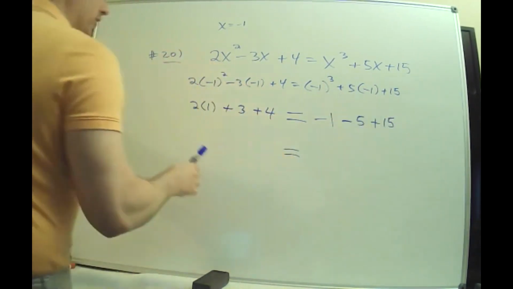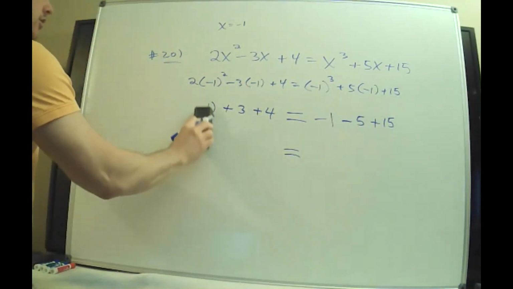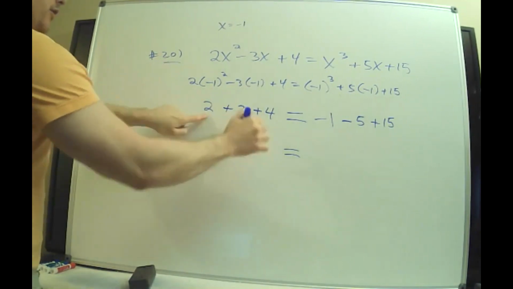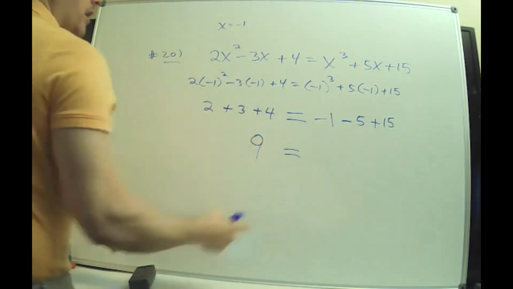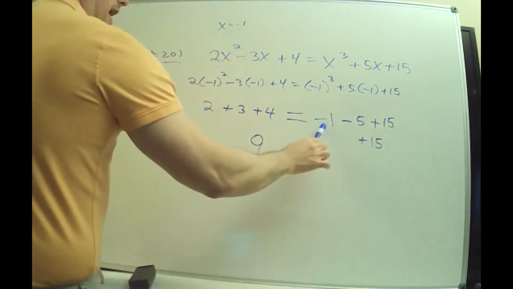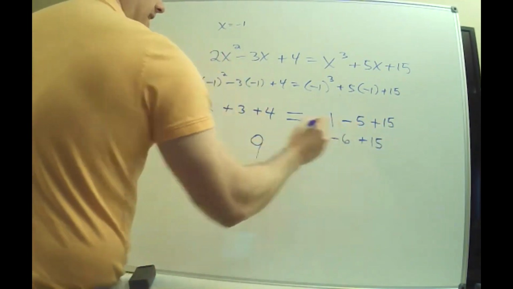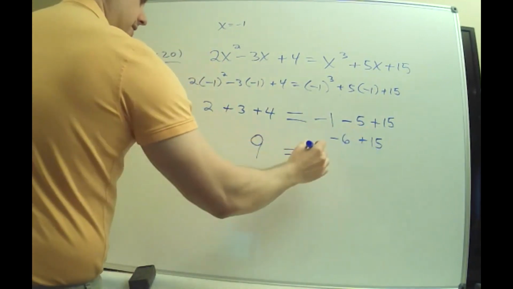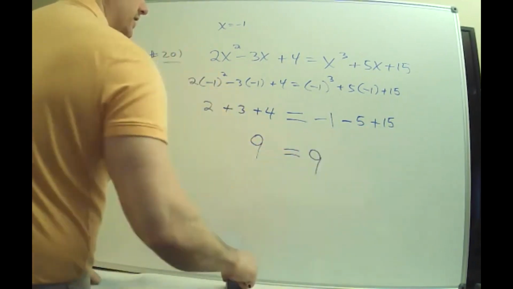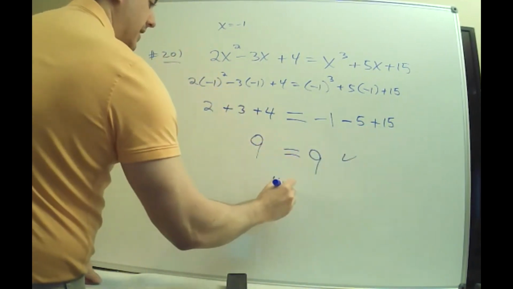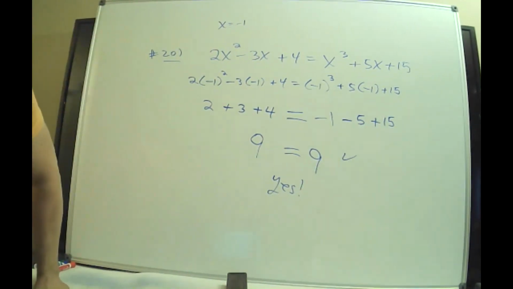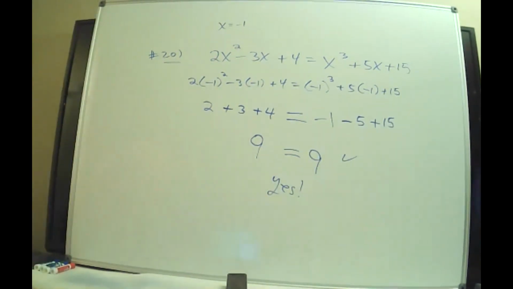Now I'm almost ready to do this. 2 times 1 is 2. So let's not be careless about this. 5 plus 4 is 9. On this side, I have 15 positive. -1 and -5 is -6. 15 take away 6 is 9. Yay! So this is a yes. It is a solution. Make sure that you write the yes. You've got to write it like that.